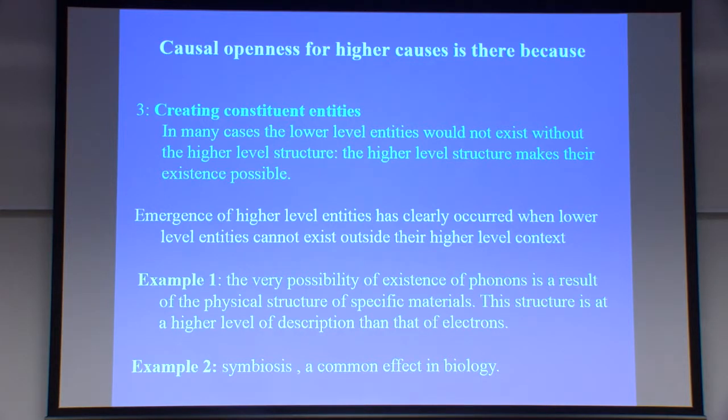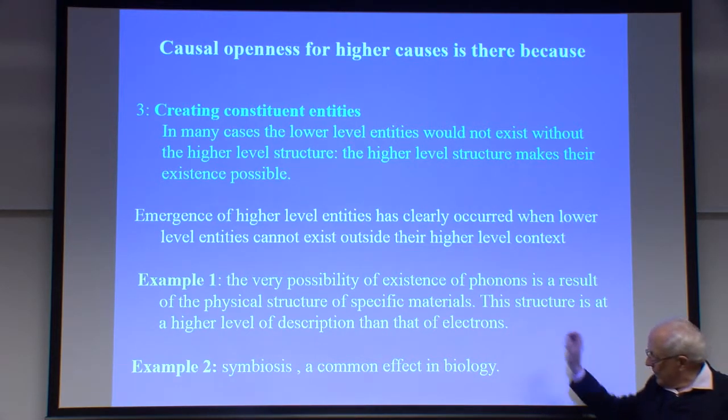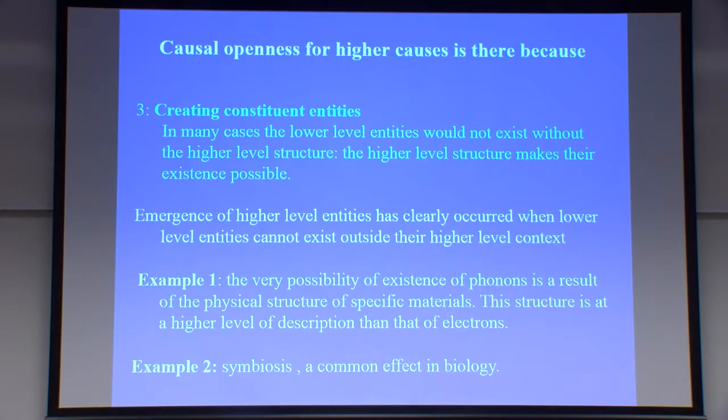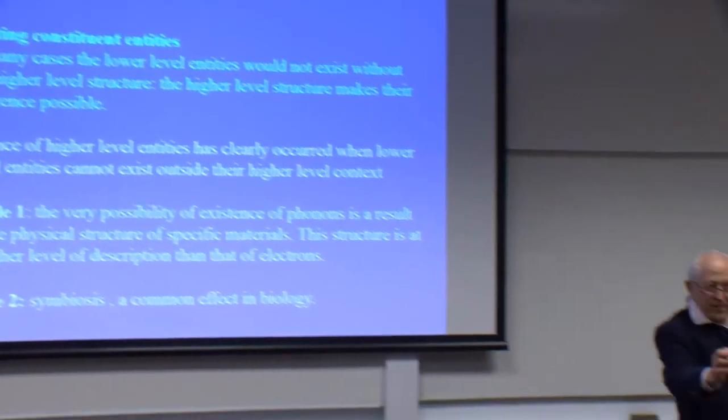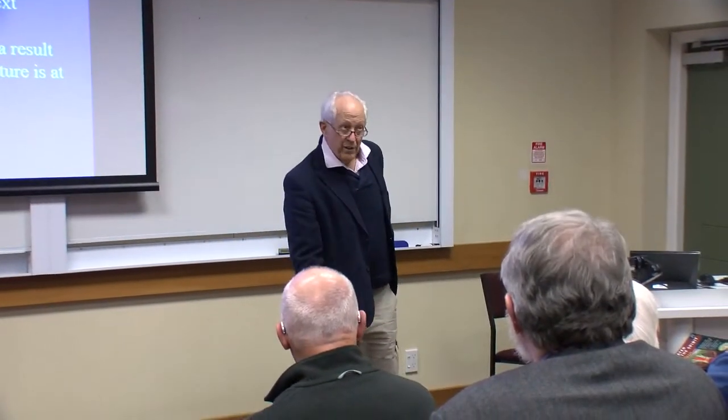Sometimes the high-level context creates lower-level entities. In many cases, the lower entities wouldn't even exist without the higher-level structure. The higher-level structure makes their existence possible. An emergence of high-level entities has clearly occurred when lower-level entities cannot exist outside their higher-level context. In physics, the possibility of existence of phonons is a result of the physical structure of specific materials. The structure is at a higher level than that of the electrons. In biology, symbiosis, pairs of animals that cannot exist on their own. If they cannot exist on their own, then of course you can't even begin to say the thing emerges in a bottom-up way, because the parts simply cannot exist on their own in that case. And for instance, in the human body, we've got 10 to the 13th cells. You take those cells out and have one sitting there on its own, it won't survive for more than a minute.